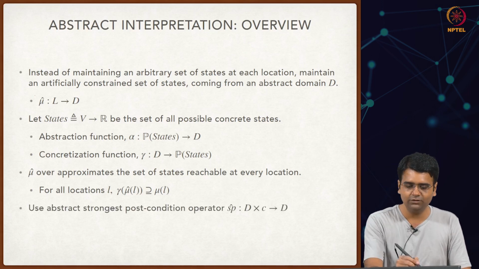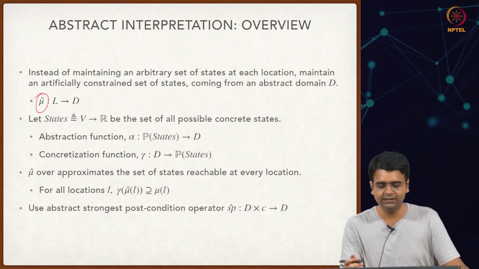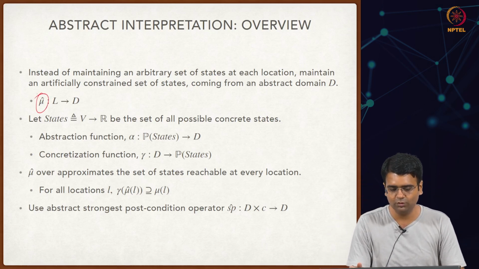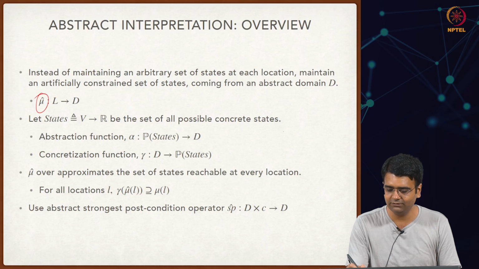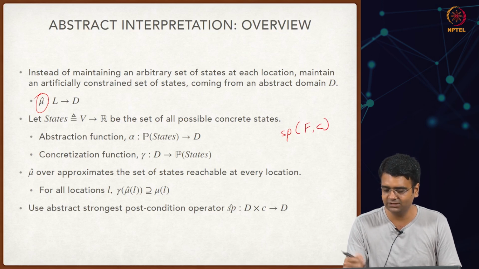Furthermore, in order to compute this abstract inductive assertion map, we are essentially going to again execute the program, but using the abstract strongest postcondition operator. Earlier we had used the concrete strongest postcondition operator. Remember, this SP takes as input a formula and a command, where a formula encodes a set of program states, and it gives you another formula which will encode the set of states reachable after executing C on any state in F.